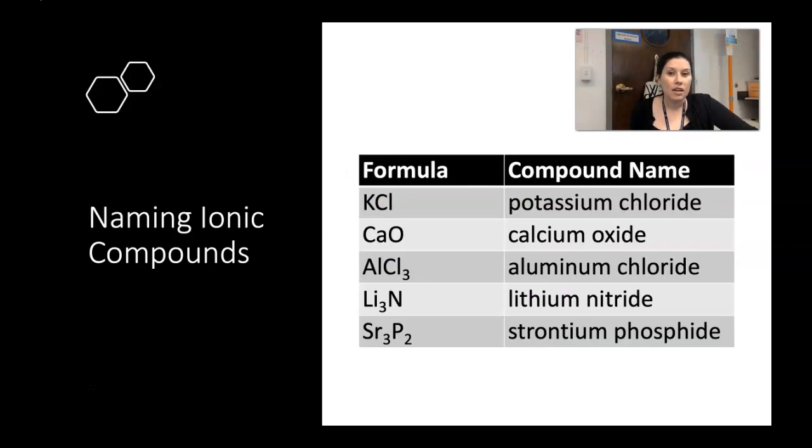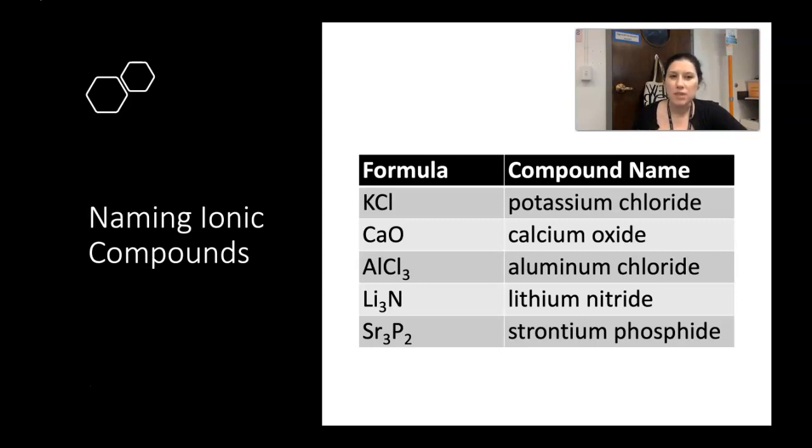All right, let's look at ionic compounds. So here are some ionic compounds and their names. I have KCl, potassium chloride, CaO, calcium oxide, AlCl3, aluminum chloride, Li3N, lithium nitride, Sr3P2, strontium phosphide. Do you see any similarities to covalent naming? Hopefully you saw that all the endings of these second elements are also IDE. So anytime we have an IDE, that indicates something is in a compound.